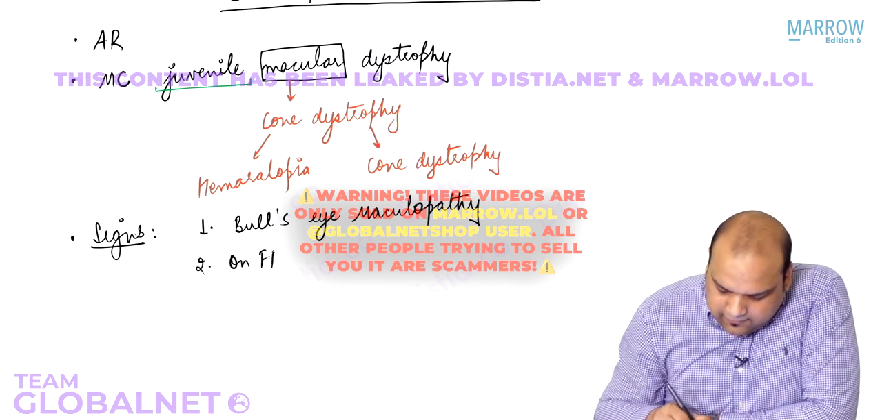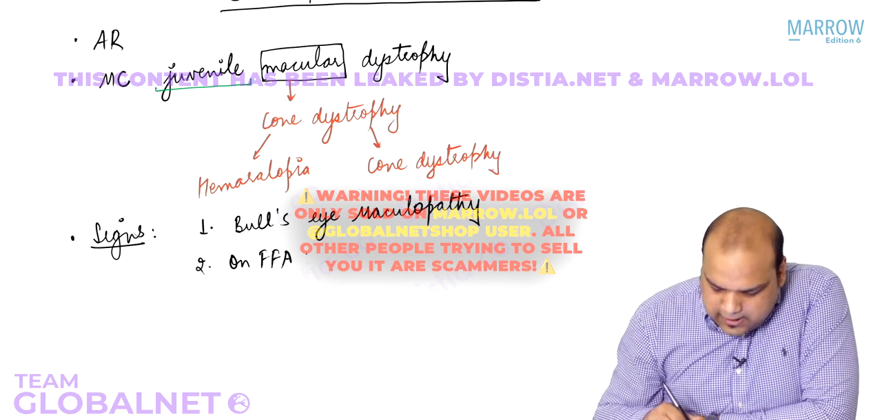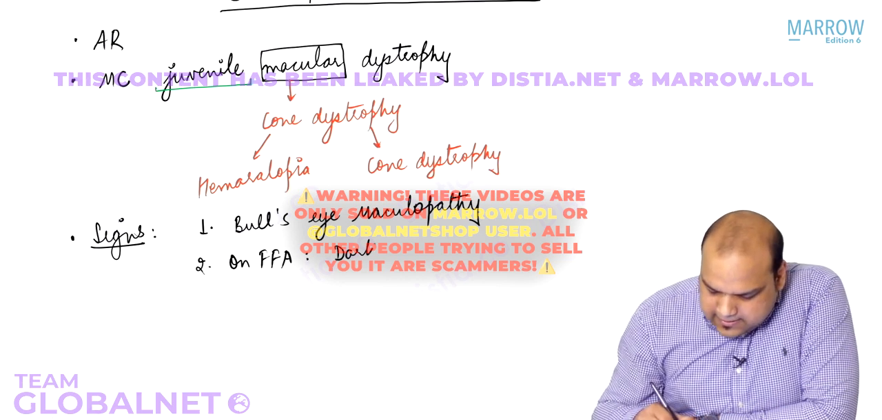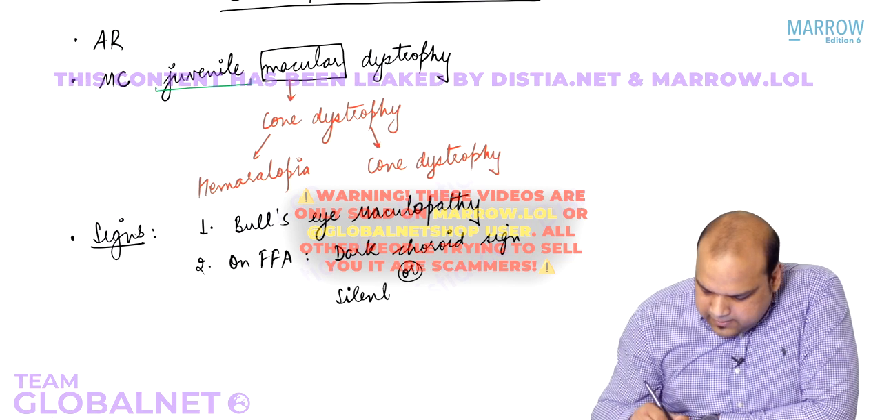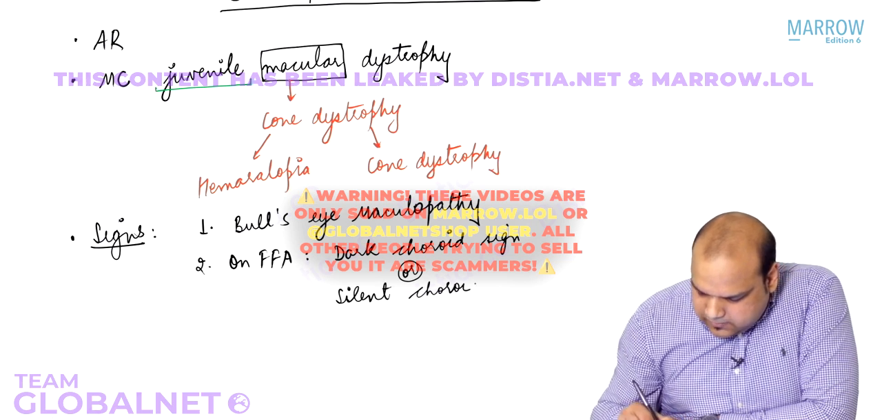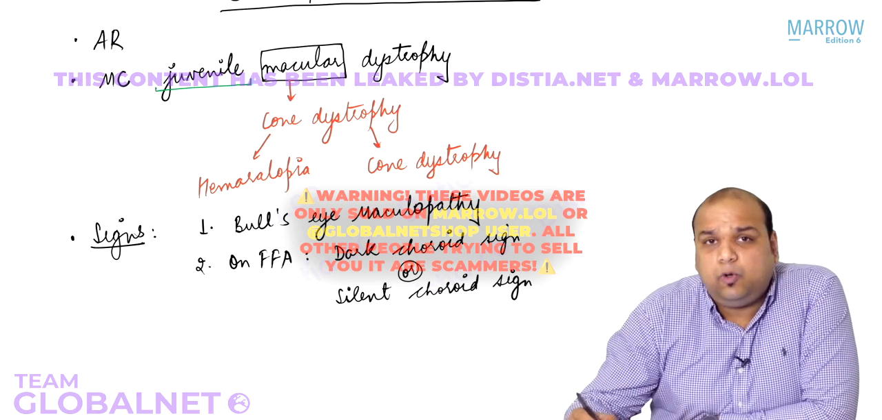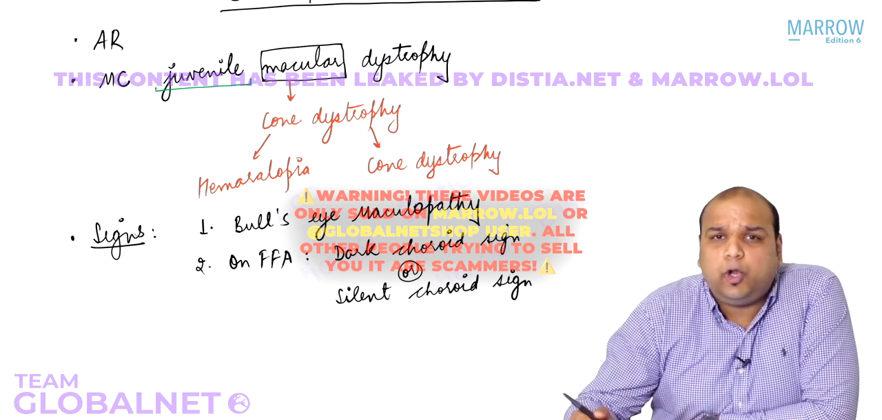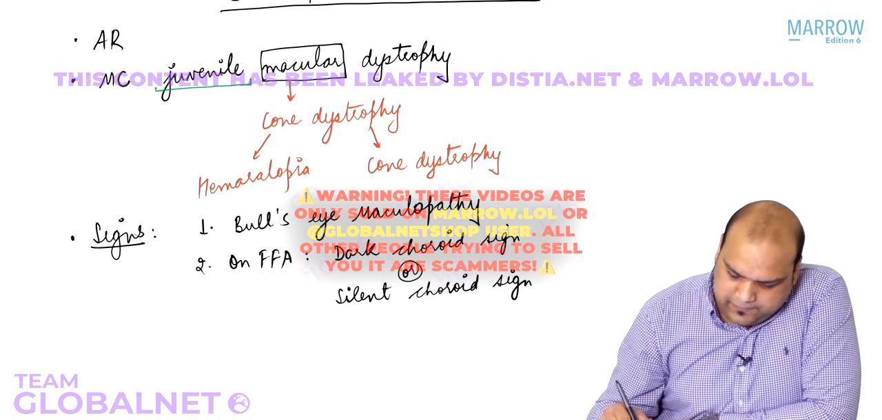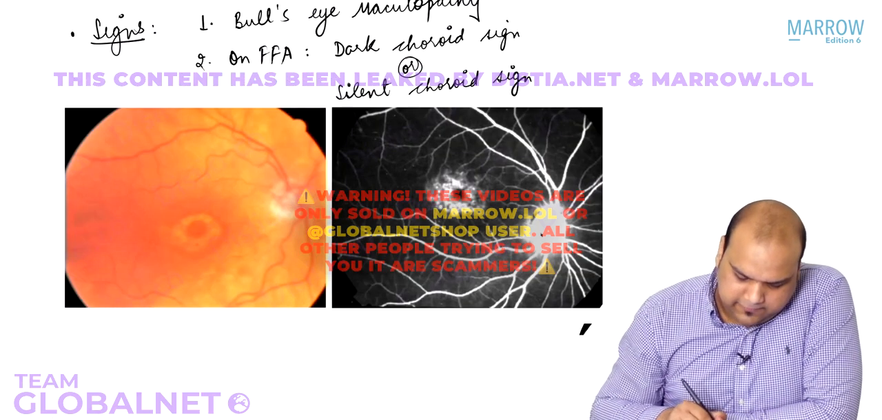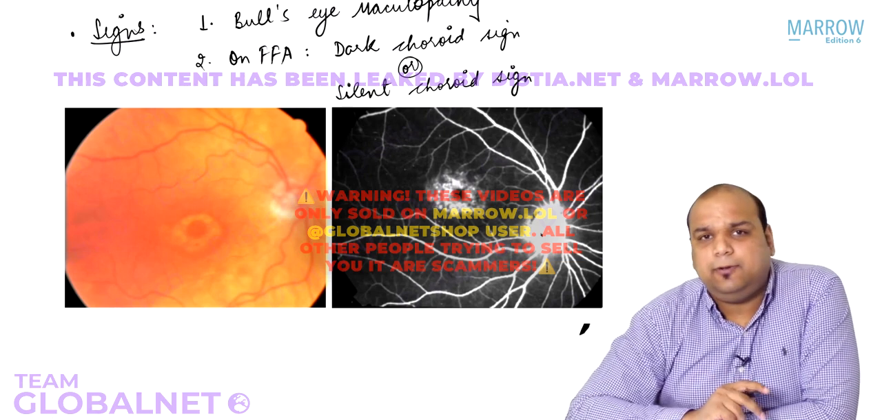Secondly, on FFA, fundus fluorescein angiography, we get a sign which is known as dark choroid sign, or some authors call it silent choroid sign. Dark choroid sign or silent choroid sign. Let's understand both of these in a photograph. Let's see the first photograph here, everybody. This is bull's eye maculopathy.